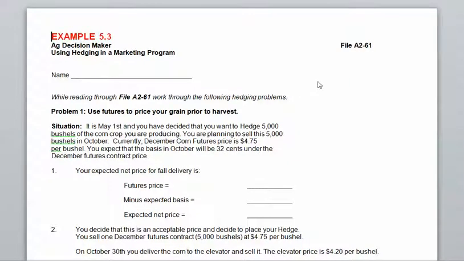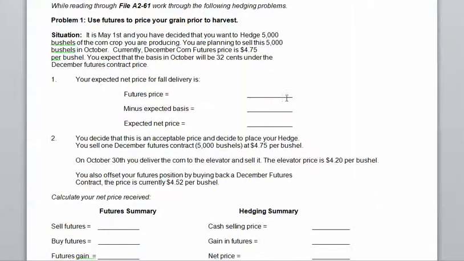So this worksheet walks us through the process of determining what we expect as a hedge price and what we actually realize as a price for our crop. So first part of the problem, we look at the December corn futures price is $4.75 a bushel. That's the contract that we're going to sell. We're going to sell a December corn futures contract at $4.75. This is the contract to the Chicago Mercantile Exchange.